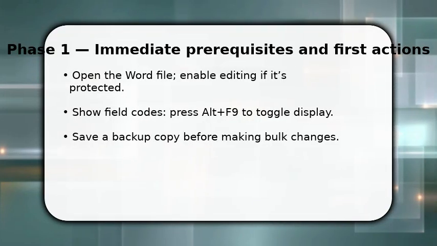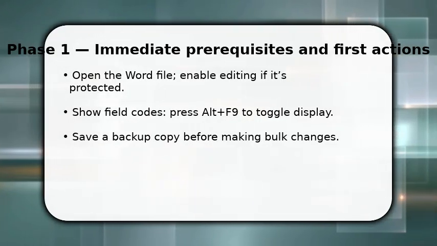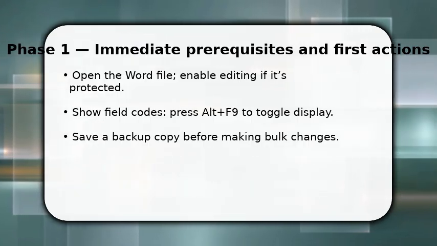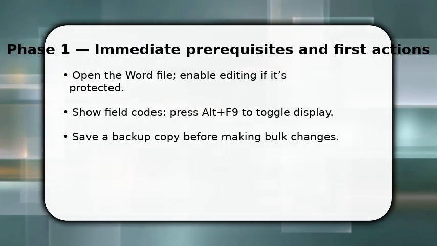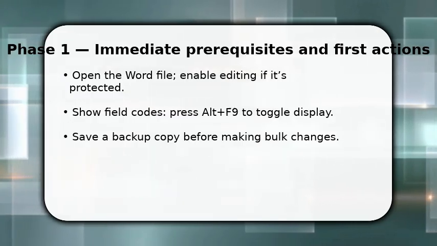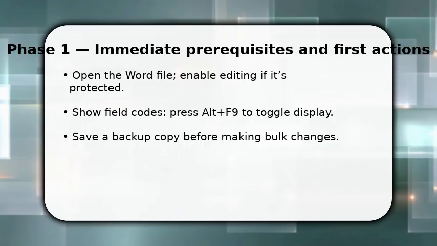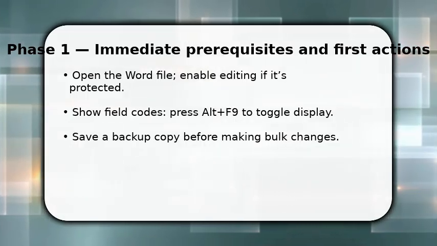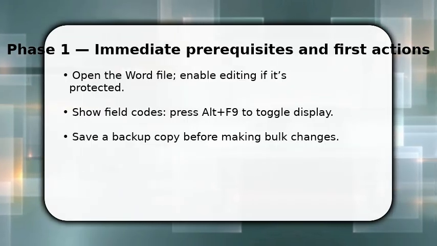You start by opening the document and preparing it for targeted field updates. First, save a backup. Mistakes are faster to fix when you have one. Once saved, toggle field codes with Alt plus F9 so you can see the underlying instructions rather than the results. This reveals IF, REF, DOCPROPERTY, and other fields. Make sure content controls aren't locked.